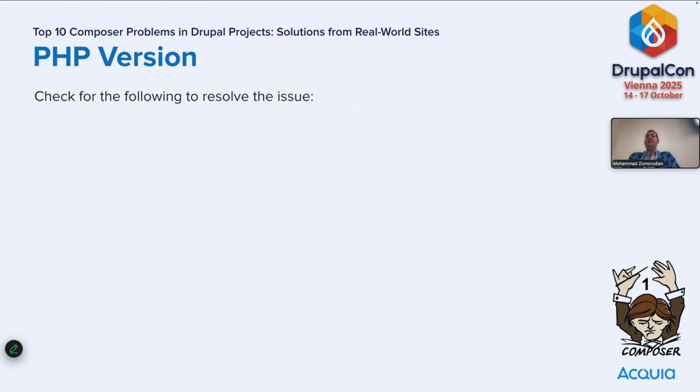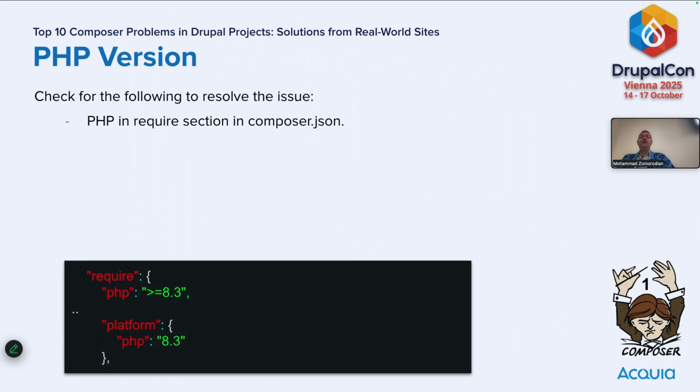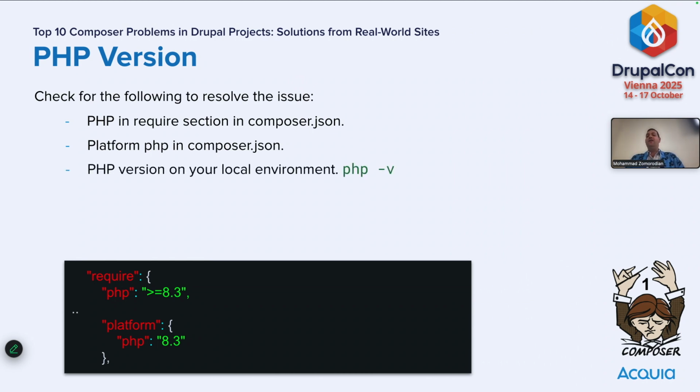To fix the issue, you need to check multiple different things. Check the PHP requirements in the require section of your composer.json, and make sure the versions match your production. Make sure you have the correct PHP version in the platform section in your composer.json. And then make sure your local PHP version is also matched. So you may think, oh, this is the end. No, we still have one more.